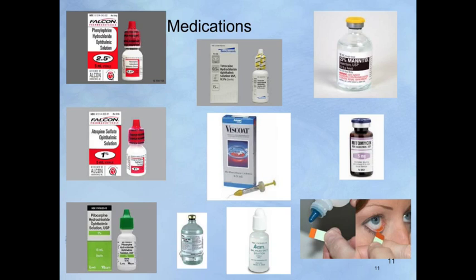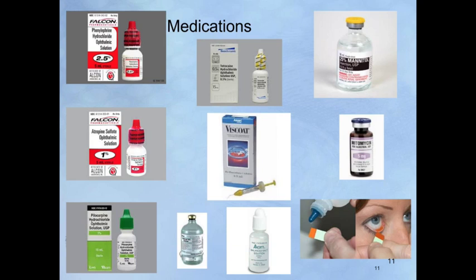Mydriatics such as neosynephrine are used to dilate the pupils. Cycloplegics such as atropine and tropicamide are used to paralyze accommodation. Miotics are used to constrict the pupils. These include Miostat and pilocarpine. Topical anesthetics such as tetracaine numb the eye.